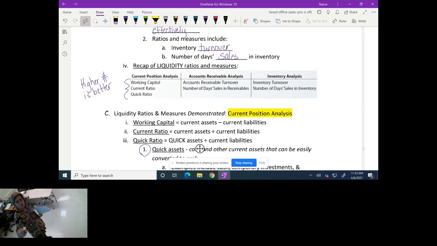All right. For any of these, a higher number is better. So the higher the number, the better. A lot of times they'll compare these numbers year over year, and if they're increasing, that's a good sign. That's improvement.